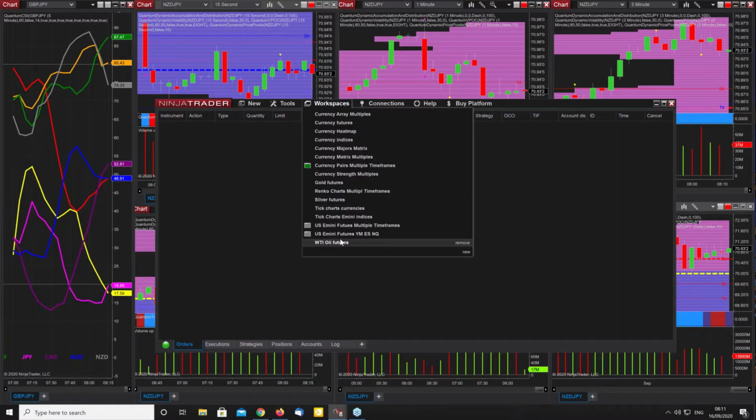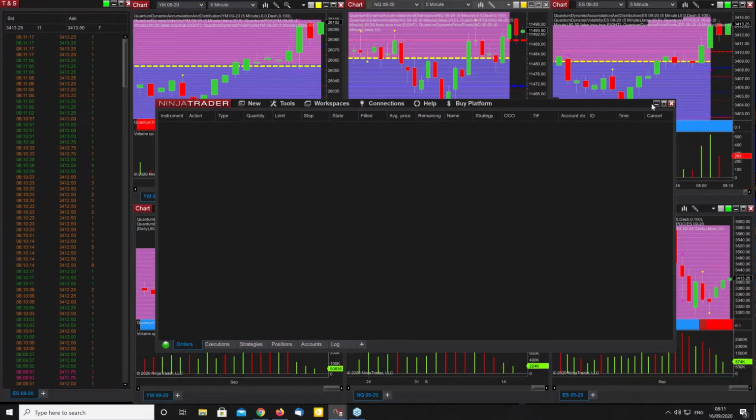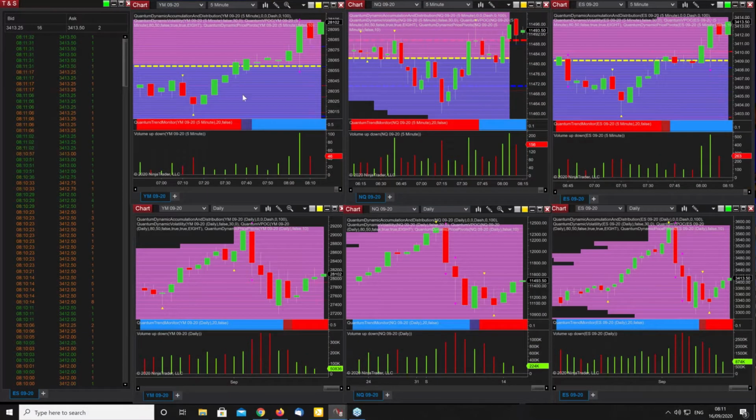Let's see where are we? There we go. That's it. This is the YM at the top left, middle is the NQ, and over on the right-hand side is the ES. So this is what the major US indices are doing. This is on Globex. Obviously, the cash markets are closed at the moment.